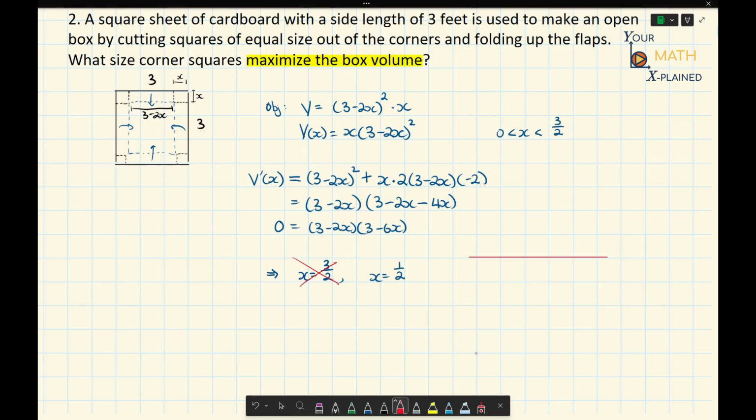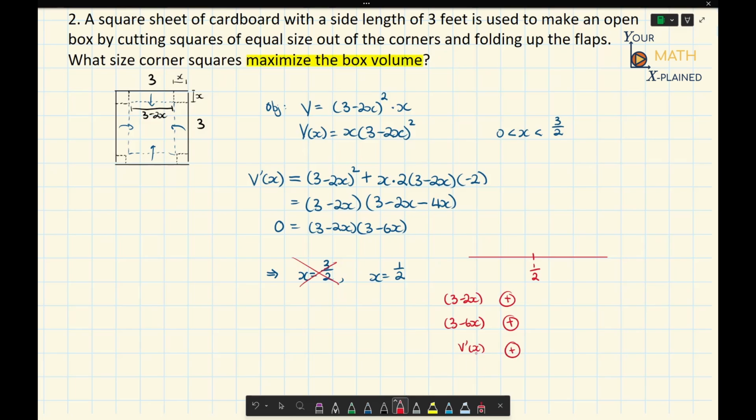So if we draw our number line and write down our critical value, which is 1/2, we have two factors. The first one is 3 - 2x. The second factor is 3 - 6x. Picking a test point in the first interval, let's say 1/4, this is positive and this is also positive, which means V'(x) is going to be positive.